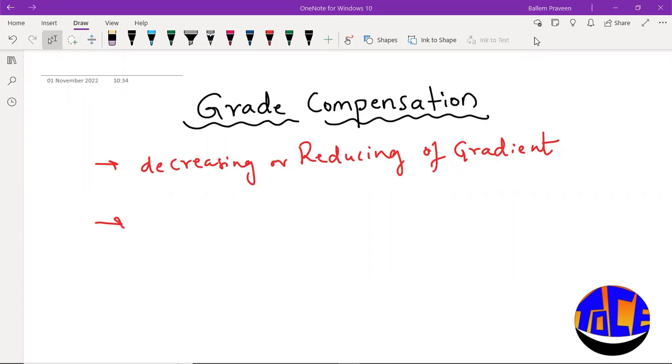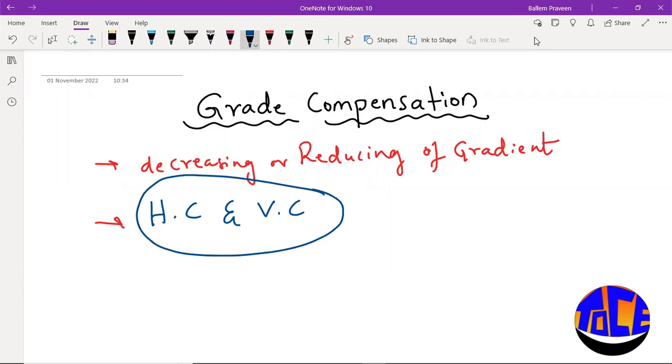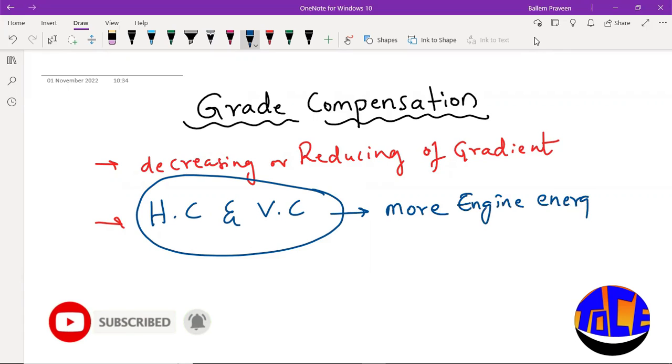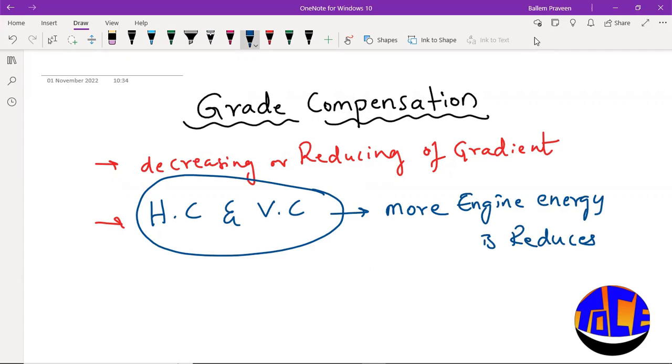Okay, so usually this grade compensation is done whenever a horizontal curve and a vertical curve meet. Because of these two curves coming at one place, some more engine energy is reduced. Some part of the engine energy is used for the vertical curve, and some part is used for the horizontal curve to counteract the centrifugal force, right?